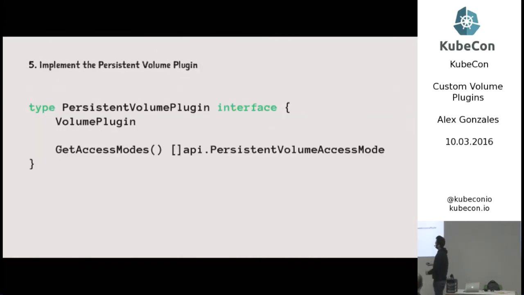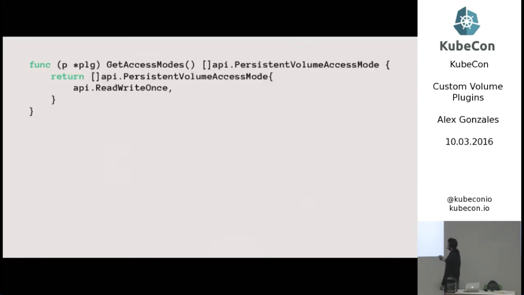Cool. And finally, you have the persistent volume plugin. The persistent volume plugin has just one method, a part of the volume plugin methods, which is the access modes. It's an array of structures of volume access modes. Like, for example, this is for AWS.